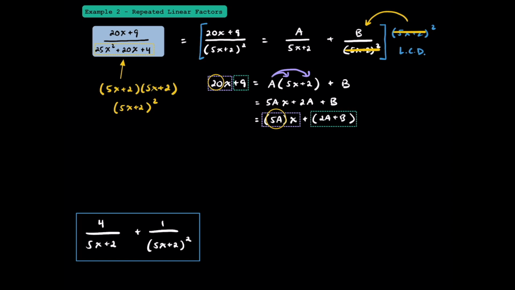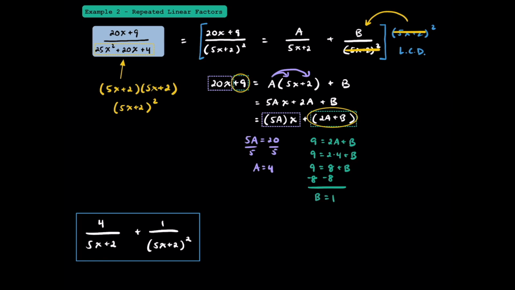If that's the case, this 5a has to equal 20, and dividing both sides by 5, we can say that a is equal to 4. Setting these two pieces equal to each other, we can say that 9 is equal to 2a + b. Since we know a is 4, 9 is equal to 2 times 4 plus b. 2 times 4 is 8, so 9 is equal to 8 + b. Subtracting 8 from both sides, we find that b is equal to 1. This would be a different way that you could solve for a and b.